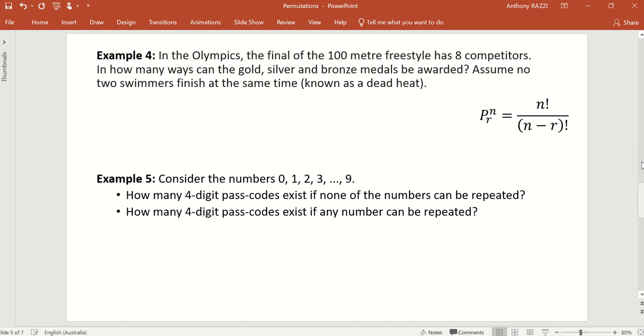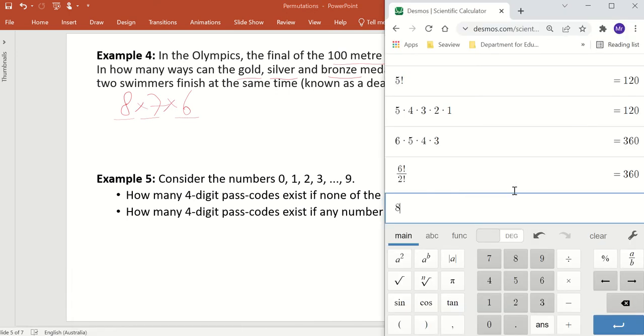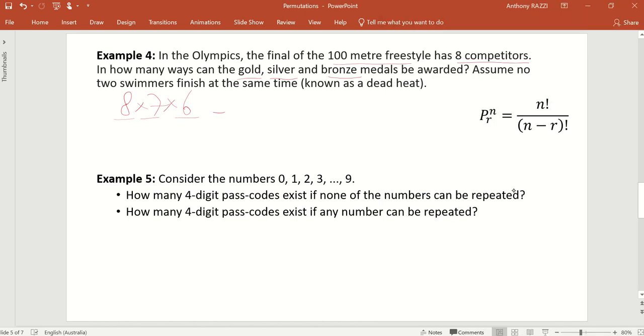Alright, a couple more examples. Now, in the Olympics, the final of the 100-meter freestyle has 8 competitors. In how many different ways can the gold, silver, and bronze medals be awarded? Assume there's no ties, dead heats. So obviously there are 3 different medals, gold, silver, and bronze. So in the first spot, there's 8. Second spot, there's 7, and then 6. So it's just 8 times 7 times 6. I'm going to use the calculator for that one. 8 times 7 times 6, 336. 336 different ways the gold, silver, and bronze could have been awarded.